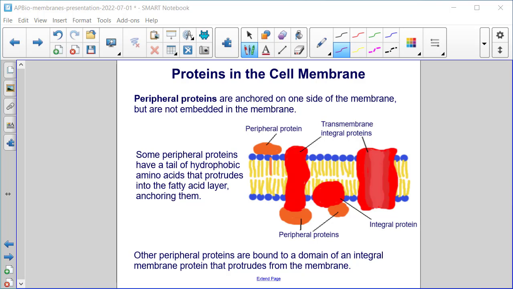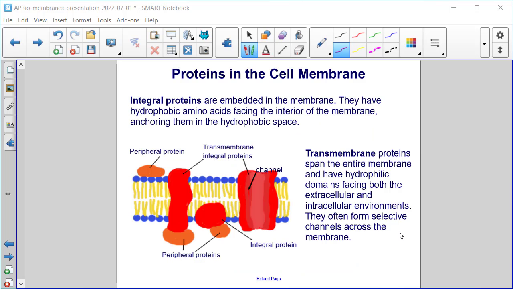Peripheral proteins are anchored on one side of the membrane, but are not embedded in the membrane. Some peripheral proteins have a tail of hydrophobic amino acids that protrudes into the fatty acid layer anchoring them, which is what you see here. Other peripheral proteins are bound to a domain of an integral membrane protein that protrudes from the membrane, which is what you see here. So these are anchored to these other proteins.